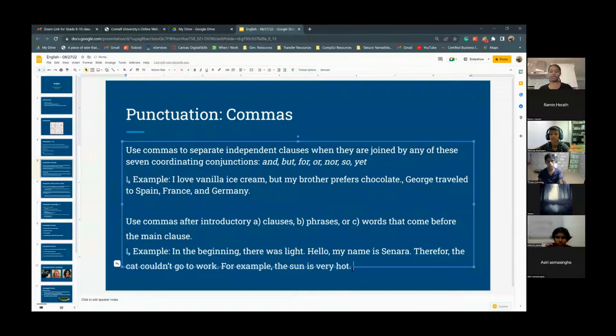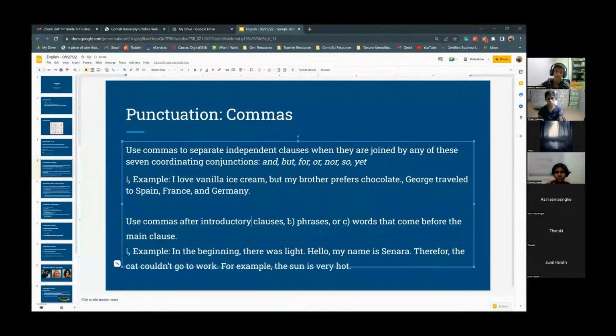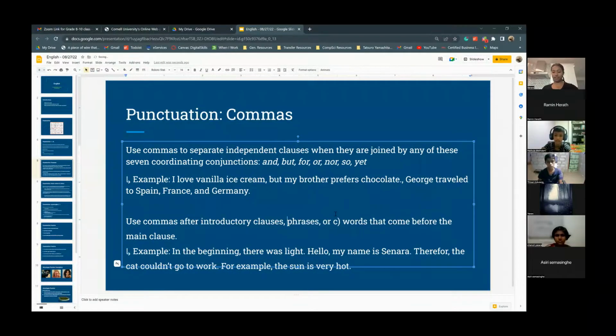So does everyone understand the use of commas after an introductory clause, phrase, or word? Maybe this might make it more or less confusing. Does anyone want to give me an example of using commas to separate independent clauses? So for example, this would be: I love ice cream, but my brother prefers chocolate.